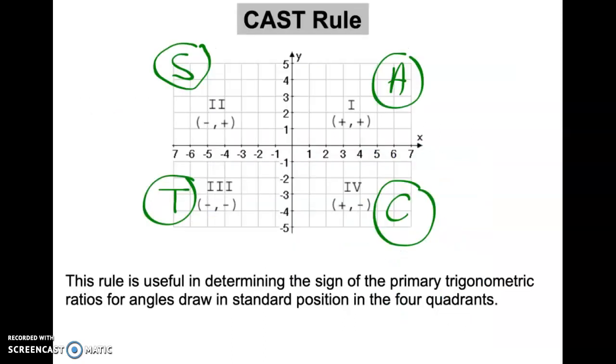The CAST rule helps us to know which trig ratio is positive in which quadrant. So it's CAST because it is C-A-S-T, and whatever the letter is, that shows us which ratio is positive in that quadrant. So in the first quadrant here, it's the A quadrant. That means that all of them are positive. In the second quadrant, it's the S quadrant. That means that only sine is positive there. In the third quadrant, our T quadrant, tan is positive. And in the fourth quadrant, only cosine would be positive.